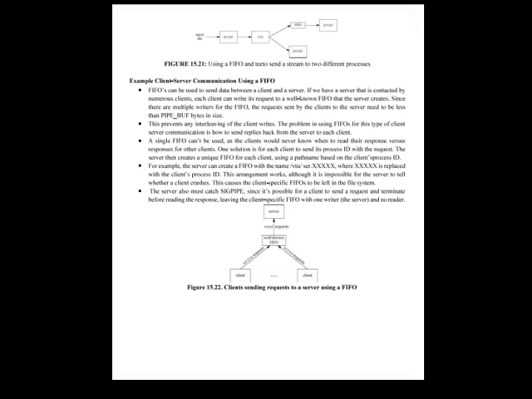For example, the server can create a FIFO with name /btu/serve.XXXXX, where XXXXX is replaced with the client's process ID. This arrangement works, although it is impossible for the server to tell whether a client crashes. This causes the client-specific FIFO to be left in the file system.